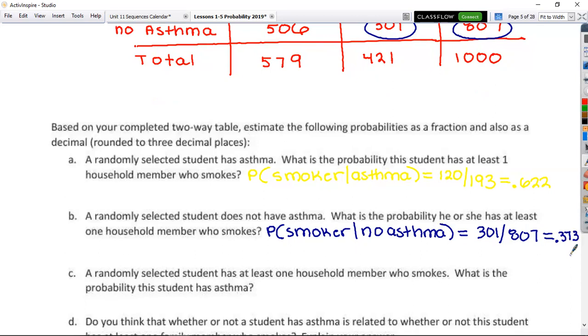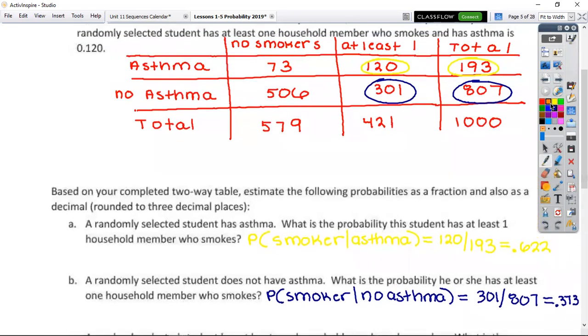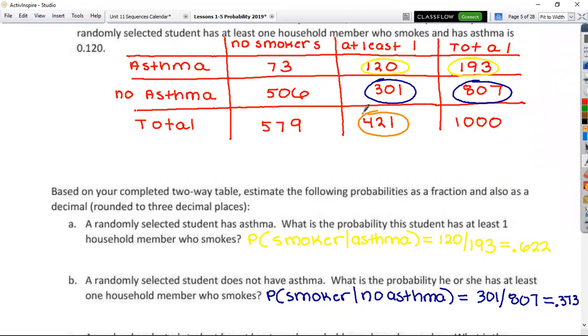All right, next. So letter C. A randomly selected student has at least one household member who smokes. What is the probability that this student has asthma? So we want at least one household member who smokes. So what's that total? I'll go orange on this one. At least one smoker is 421. What was our condition? Has asthma, right? I'm going to reuse this number again. So this is a column instead. Obviously, we're going up and down.